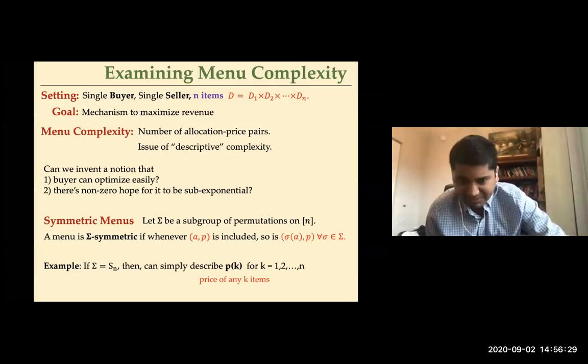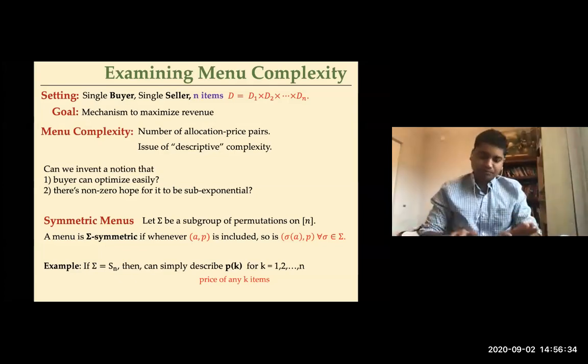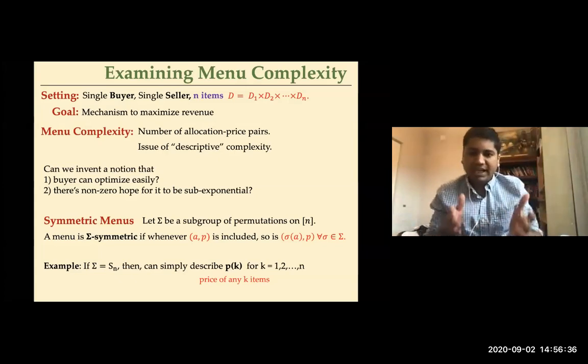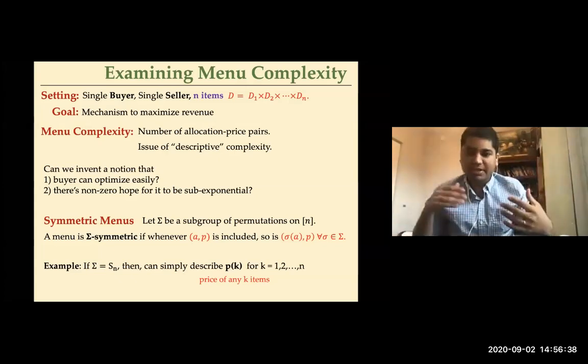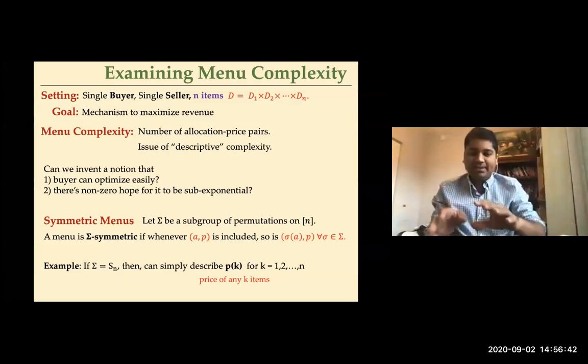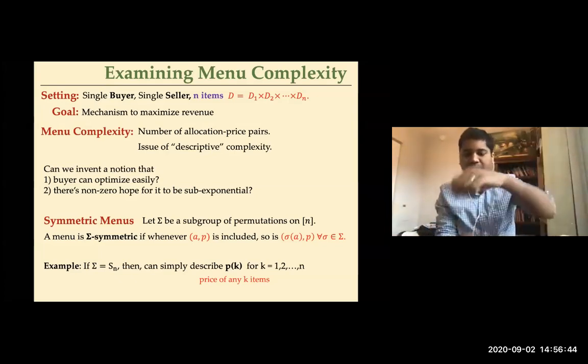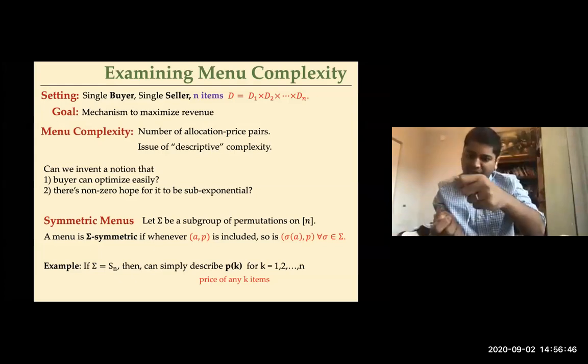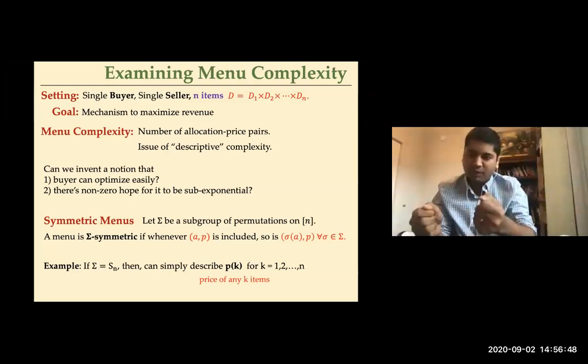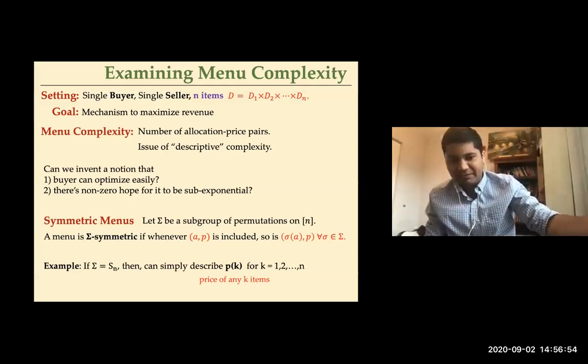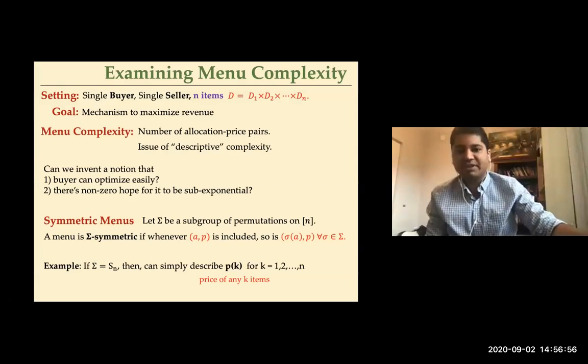Okay, in some sense you can think of it as the following idea. If two of the items are equivalent for the buyer, then I can take any valuation function and permute it around by interchanging the values between those two items, and nothing will change. So this is some symmetry between items. And this symmetric menu definition is trying to capture this notion of symmetry between items.